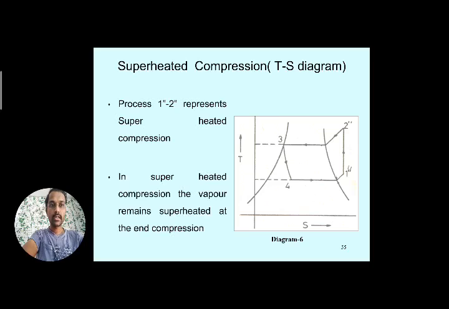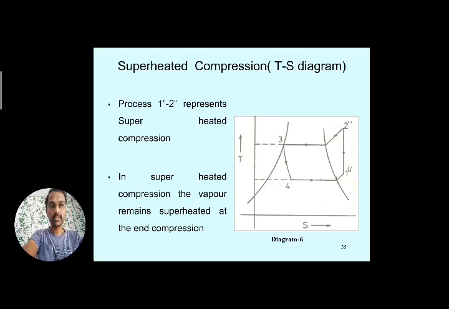In superheated compression, the vapor remains superheated at the end of the compression. As already discussed, you can see the point 2 double dash, where it is superheated at the end of the compression also. It results in more refrigeration effect, but obviously the compression work from 1 to 2 also increases. If the compression work is more than the refrigeration effect, the COP may decrease. So that is one reason why it is an undesirable case. So do not choose this type of case.